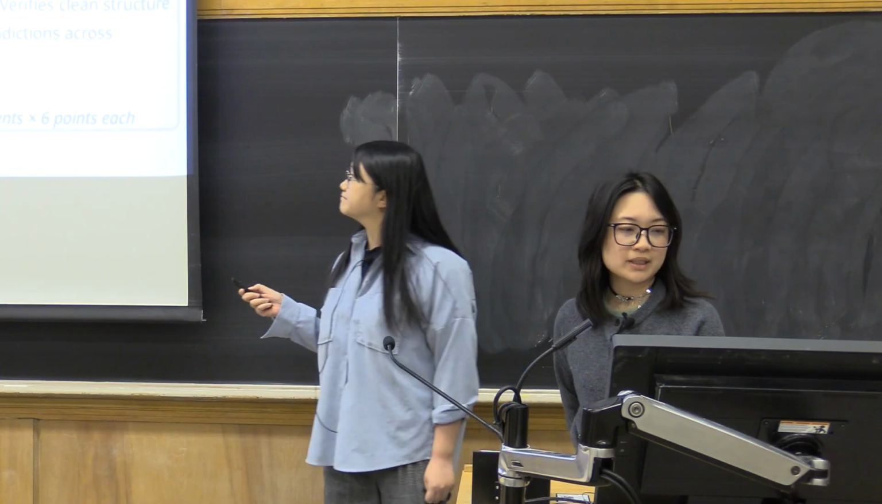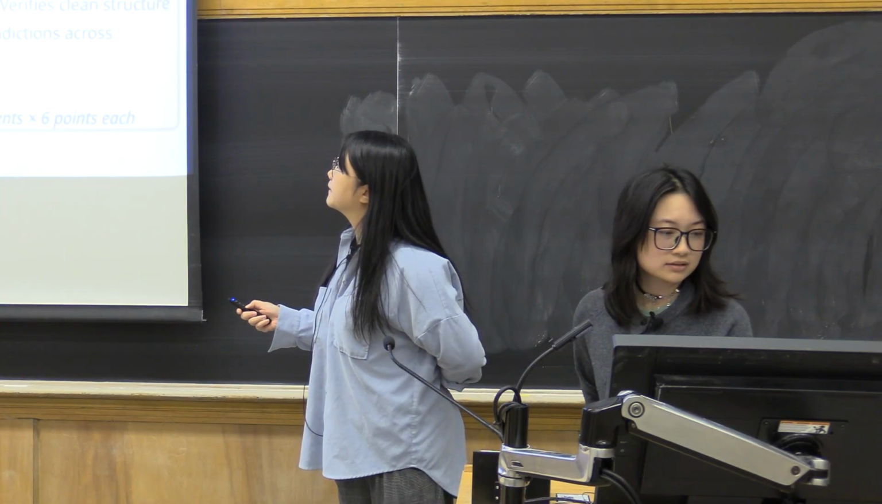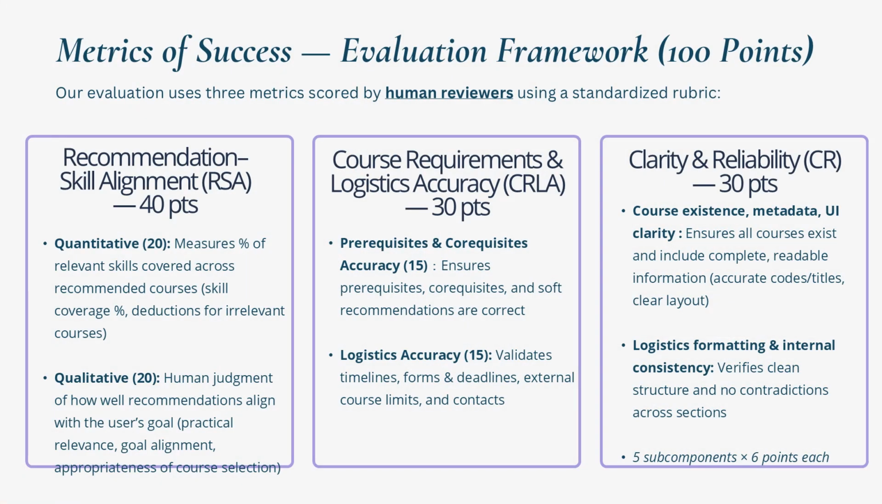We have 3 metrics to evaluate our system. First, recommendation skill alignment checks both skill coverage and human-rated relevance. For course requirement and logistics accuracy, it verifies whether the system returns the correct content for these 2 parts. And for clarity and reliability, we designed 5 different components, including metadata completeness, clarity, logistic formatting, and internal consistency.